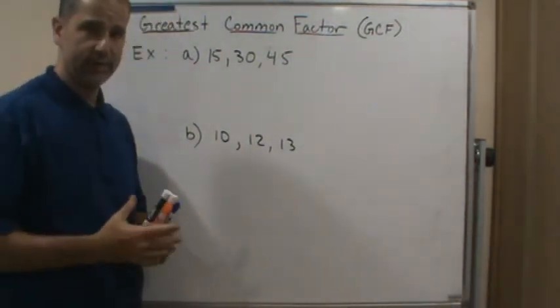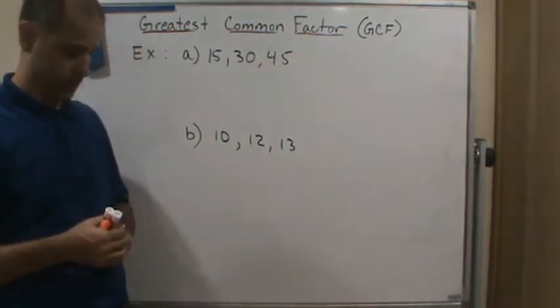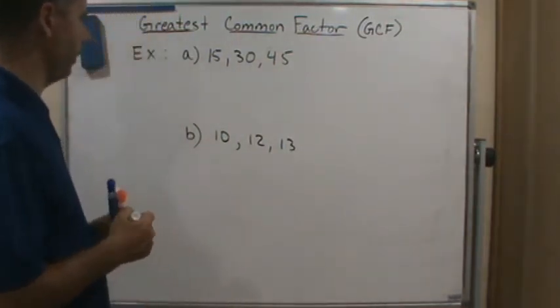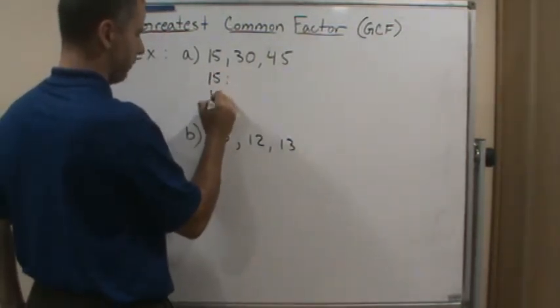Okay, so now in this example, we're going to show how to find the greatest common factor of these numbers. So let's do A first, of course. So let's write out the prime factorization of each number.